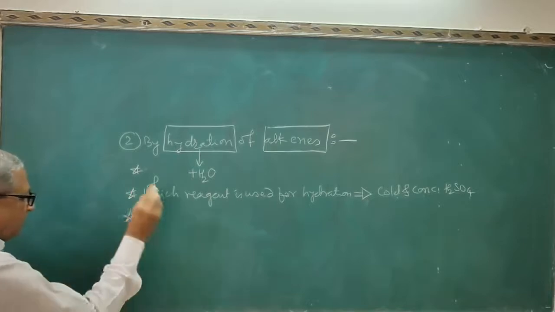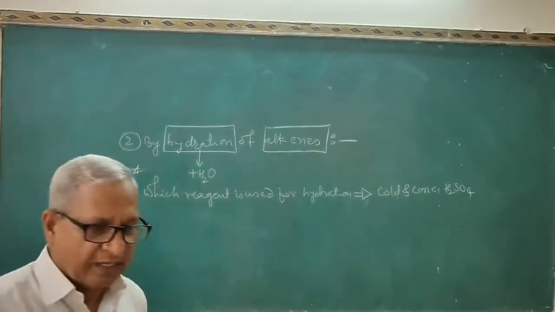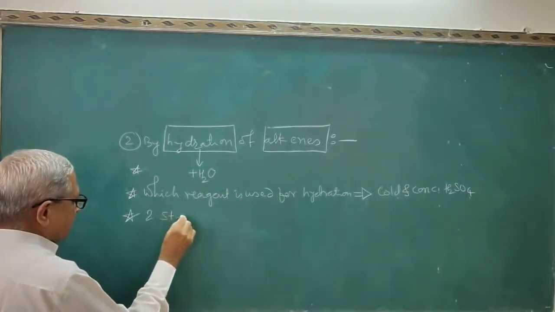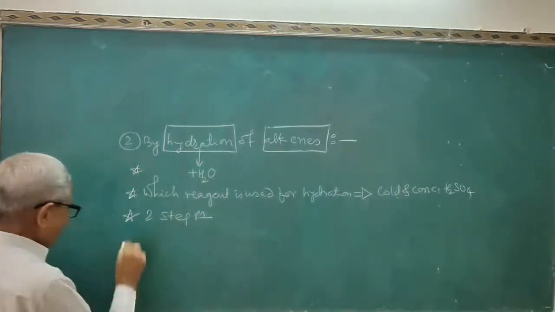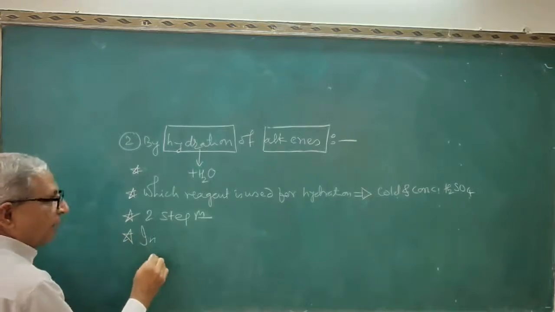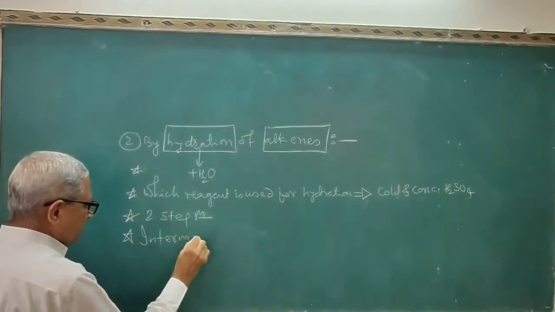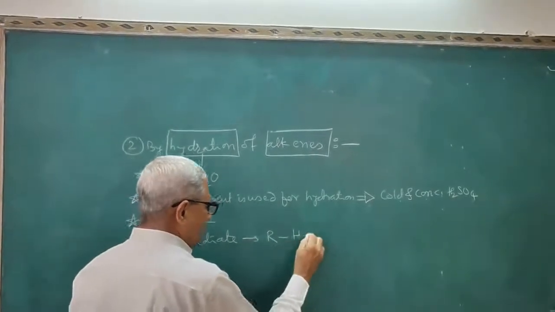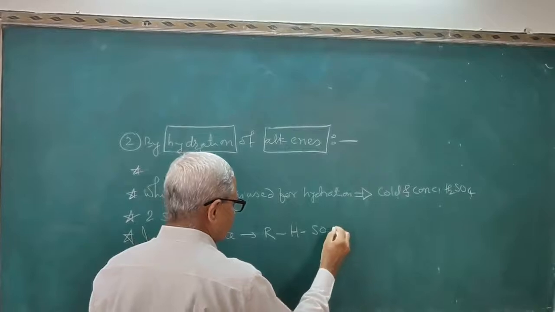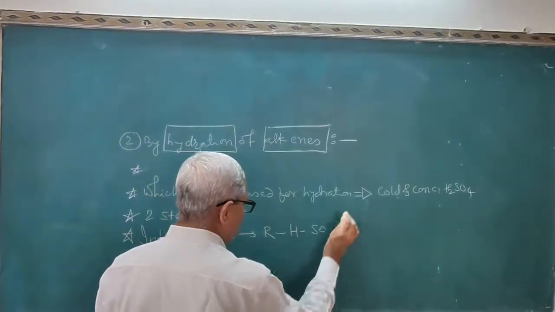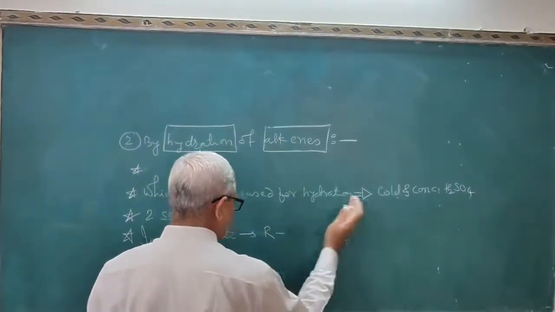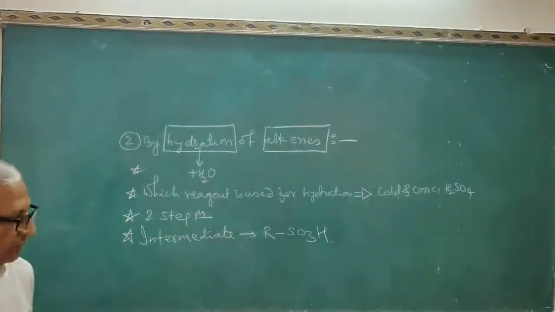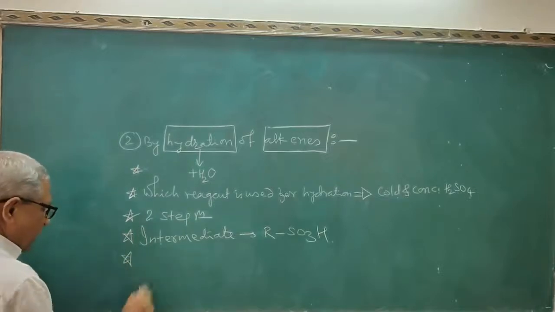Third question on the title hydration. Hydration of alkene is a two-stage reaction, so there will be an intermediate. Which is the intermediate here? The intermediate is alkyl hydrogen sulfate. This is the intermediate.